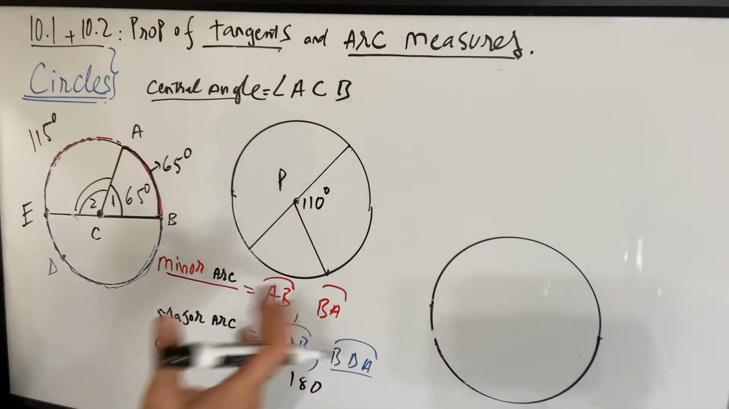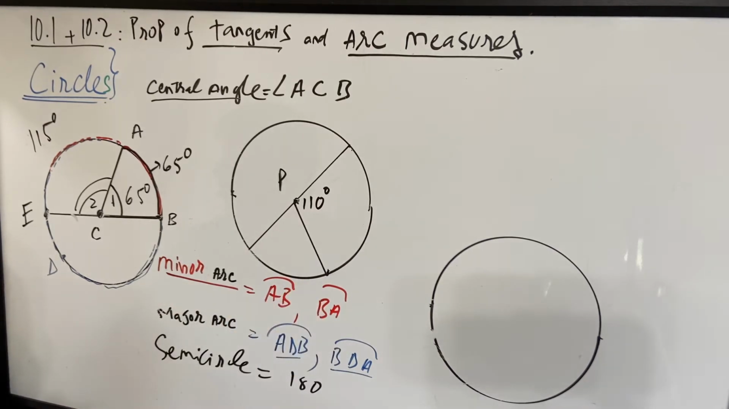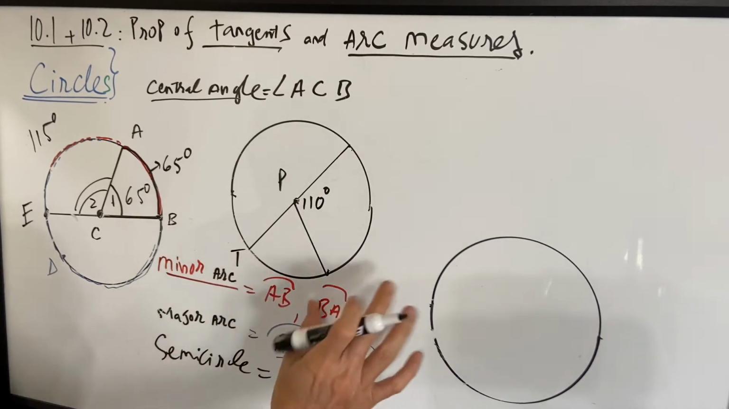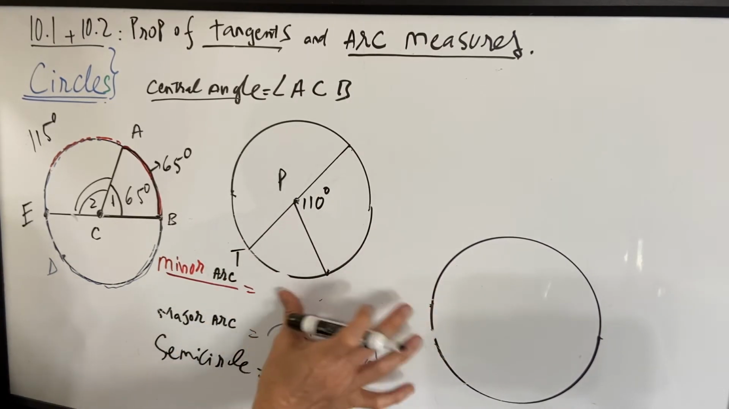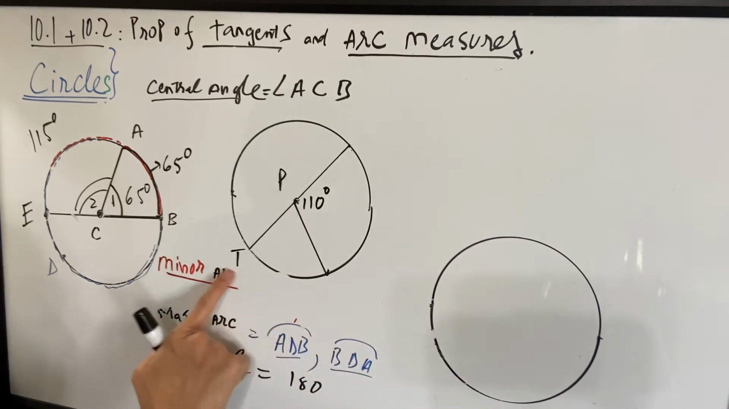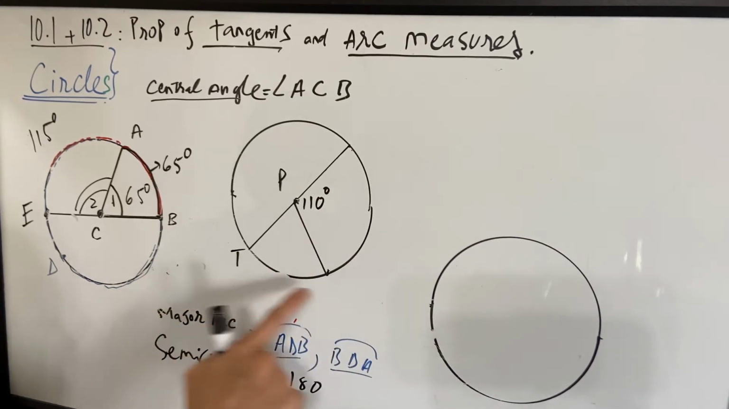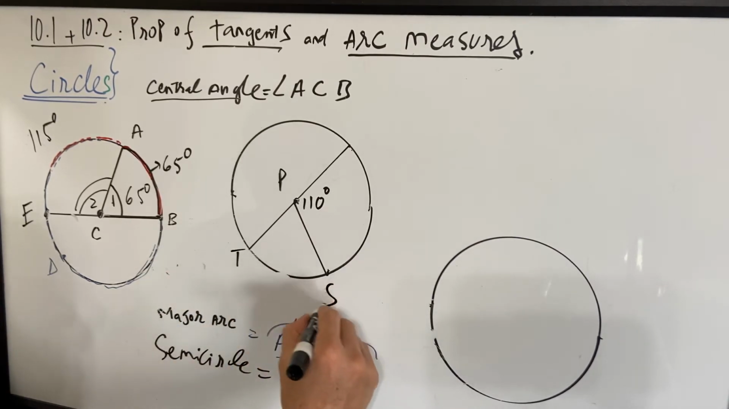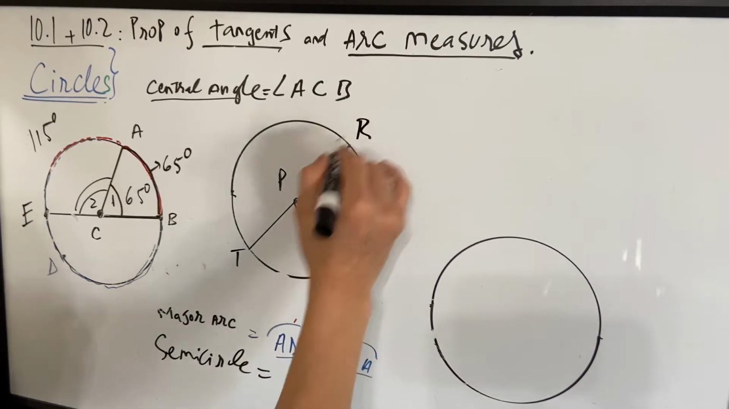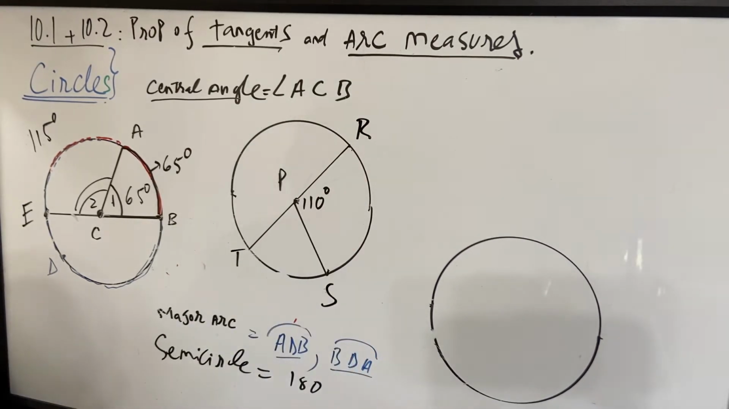They ask you to find the measure of each arc RS. Where's RS? This is T. Let me take this all the way for you. This is T, this is S, and this is R. There we go. Let me erase this too.